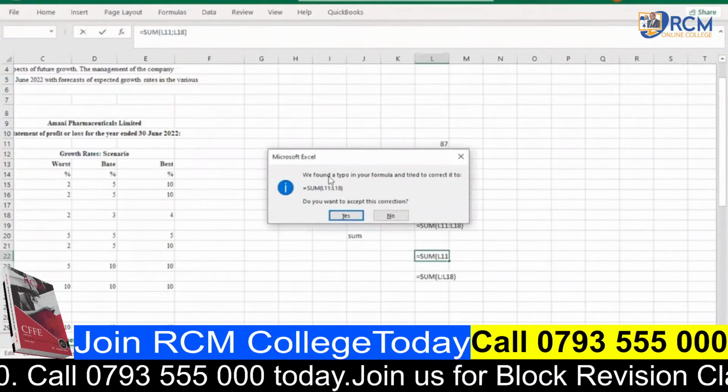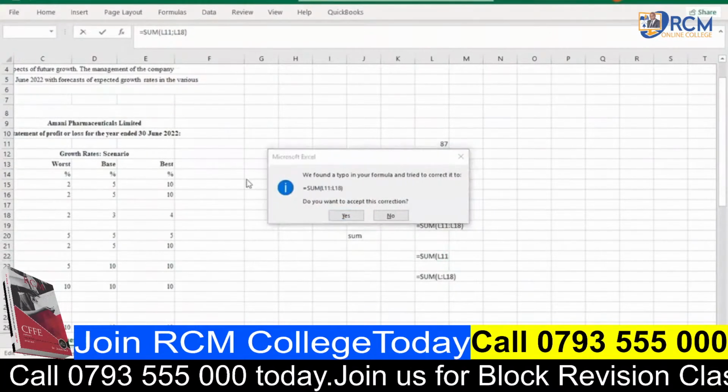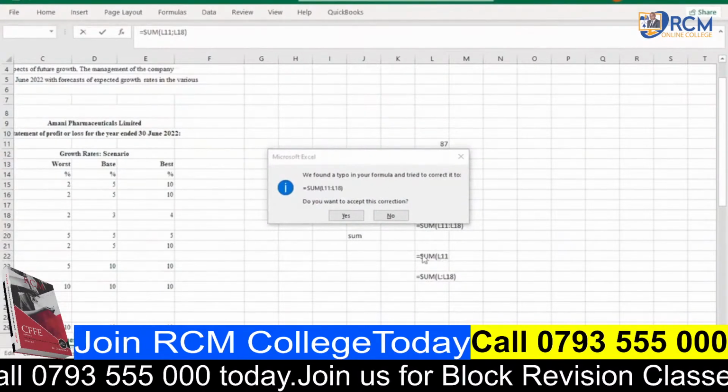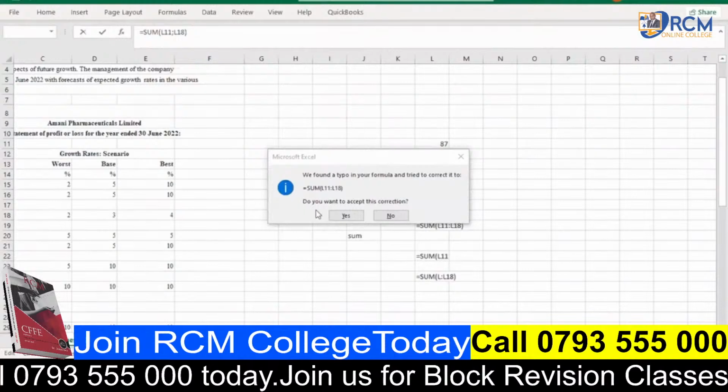What's the pass mark of this paper? 50%.